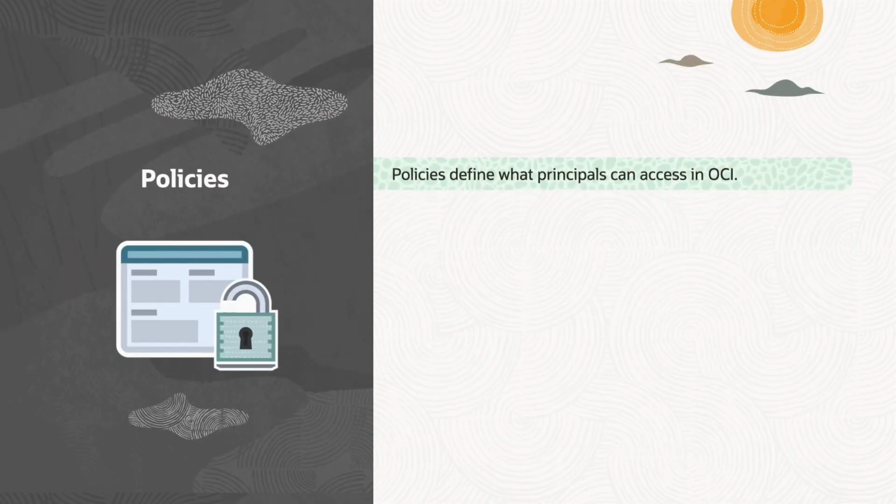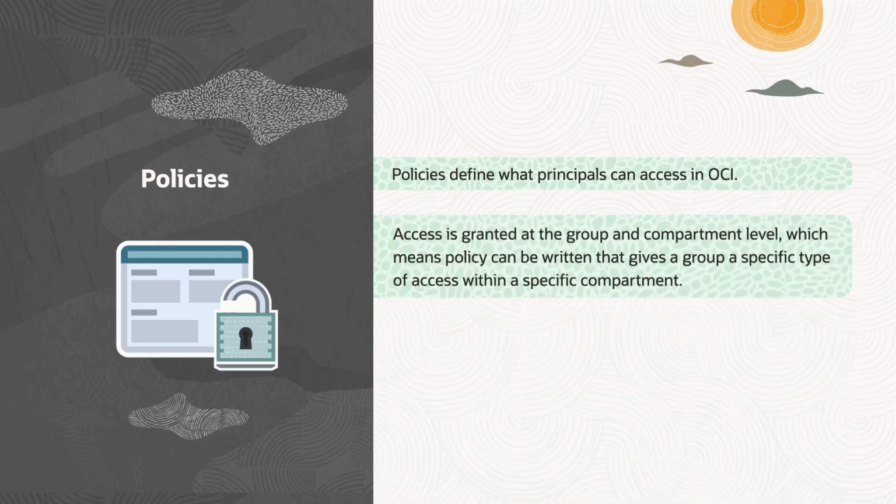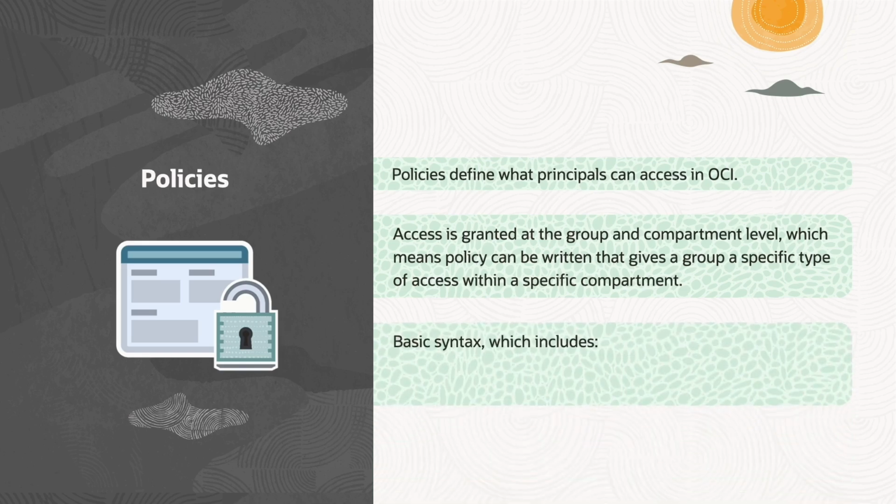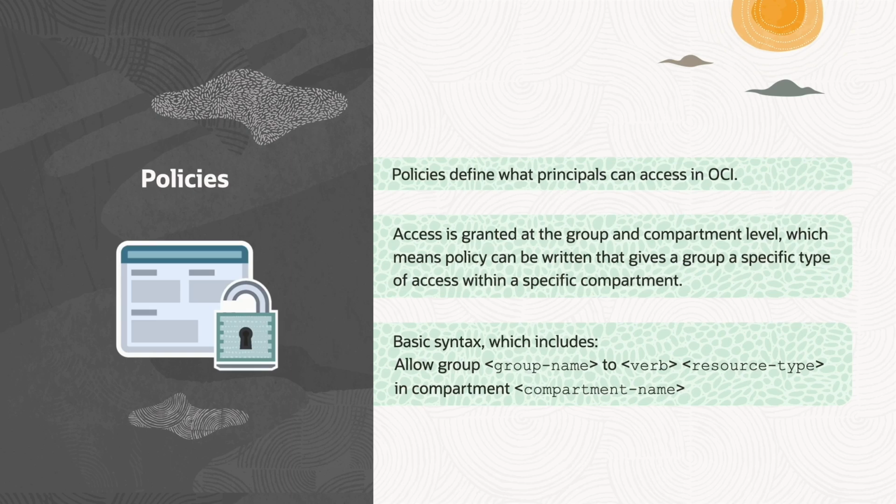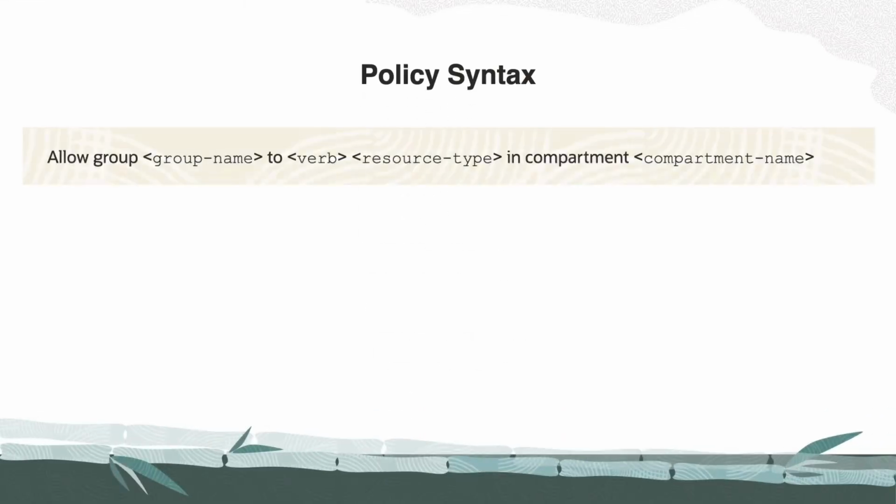Policies define what principals, like users and resources, have access to in OCI. Access is granted at the group and the compartment level, which means you can write a policy that gives a group a specific type of access within a specific compartment. Policies have a basic syntax. Allow a group called your group name to do some verb or action upon a resource type within a compartment named compartment name. Let's look a bit closer at each of these variables in the syntax.